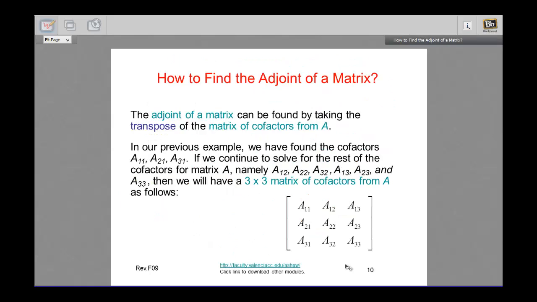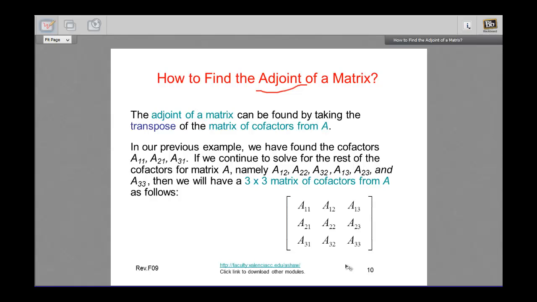Okay, let's proceed. How to find the adjoint of the matrix? Adjoint is useful when you are going to find the inverse. As I told you, there are several methods to find the inverse that we discussed in the week 2 class. But here there is one more method, called the adjoint method.